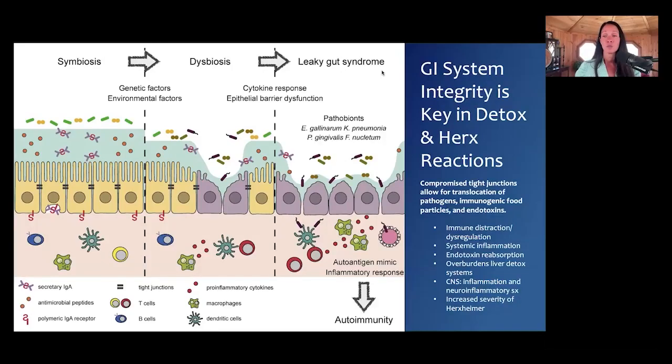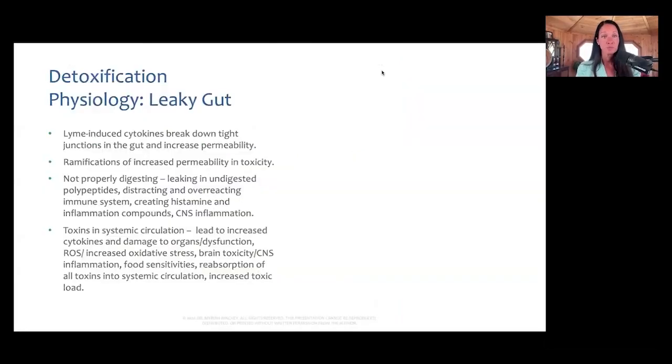And so this is where we are going to have the systemic inflammation, endotoxin reabsorption. We're going to end up overburdening the liver and detoxification systems, leading to central nervous system inflammation, and ultimately an increased severity of a Herxheimer reaction and increased inflammation and cell damage, oxidative stress, etc. And it just turns into this really, really vicious cycle.